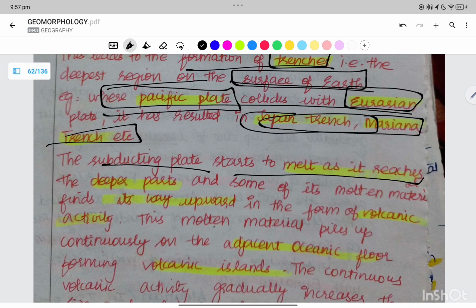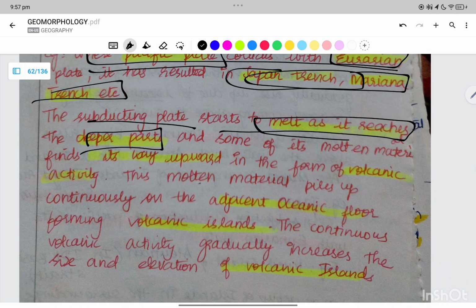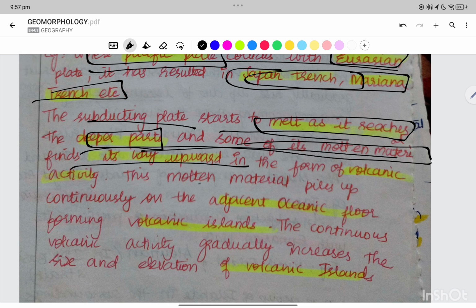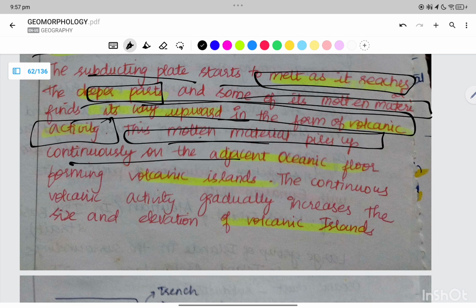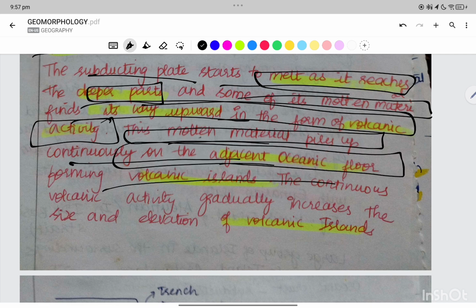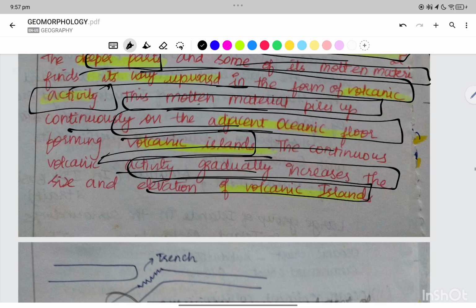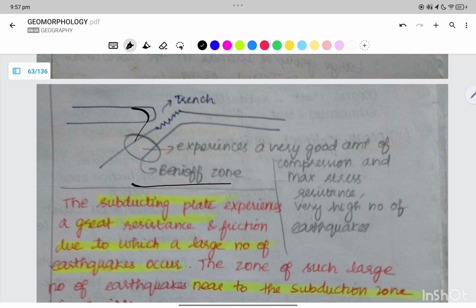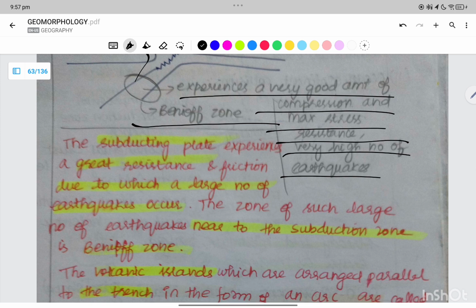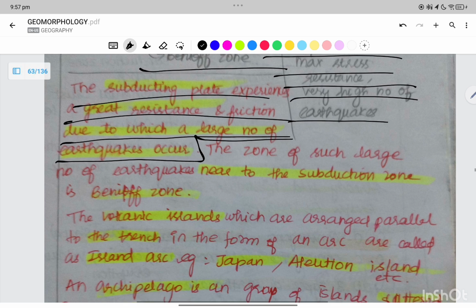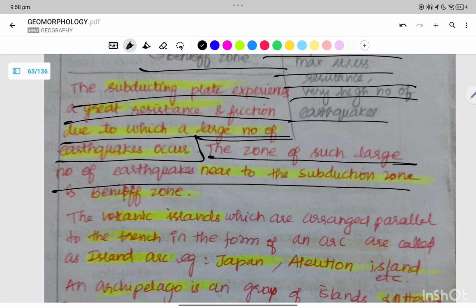The subducting plate starts to melt as it reaches the deeper parts, and some of its molten material finds its way upwards in the form of volcanic activity. This molten material piles up continuously on the adjacent oceanic floor, forming volcanic islands. The continuous volcanic activity gradually increases the size and elevation of the volcanic islands. The subducting plate experiences a good amount of compression and maximum stress resistance, great resistance and friction, due to which a large number of earthquakes occur. The zone of a large number of earthquakes near the subduction zone is known as the Benioff zone.